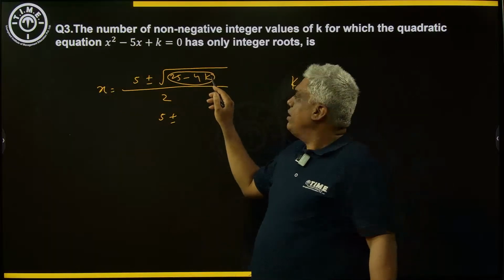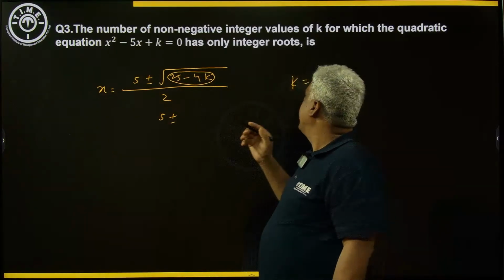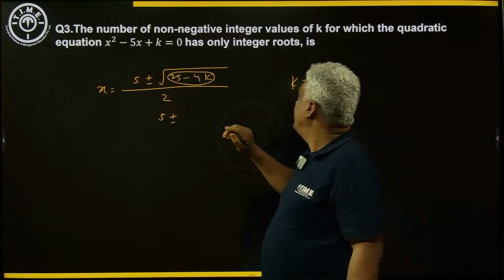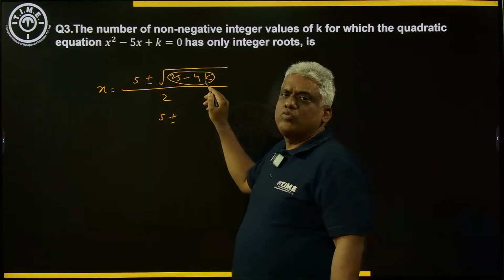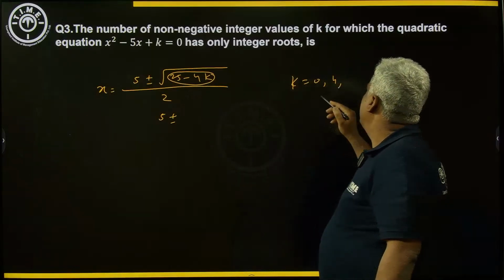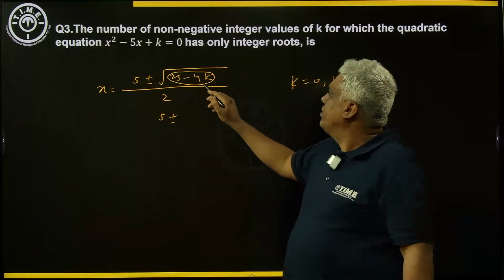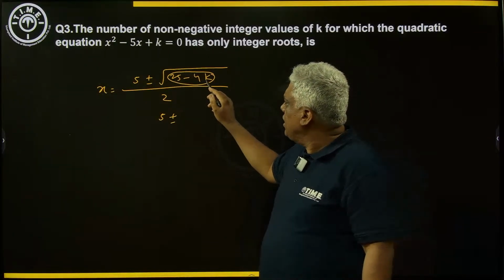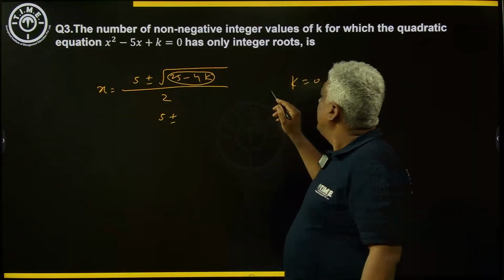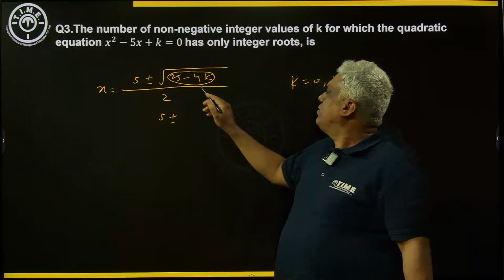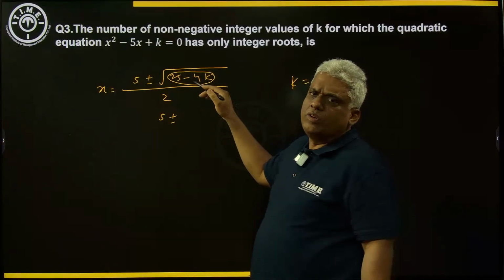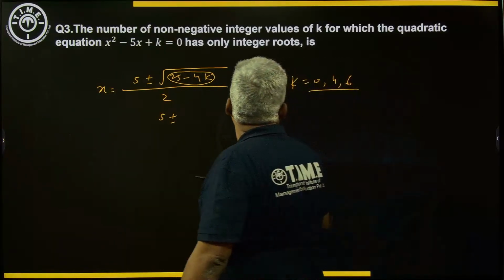What about k is 1? 25 minus 4, 21 is not a perfect square, so k can't be 1. If k is 2, 25 minus 8, 17, not a perfect square. If k is 3, 25 minus 12, 13, not a perfect square. If k is 4, 25 minus 16, 9, okay, that's a perfect square. If k equals 5, 25 minus 20, 5, no. If k equals 6, 25 minus 24, 1. It's a perfect square, right? For k equal to 7 onwards, it will be negative, so no need to check. So k we can check: 0, 4, 6.